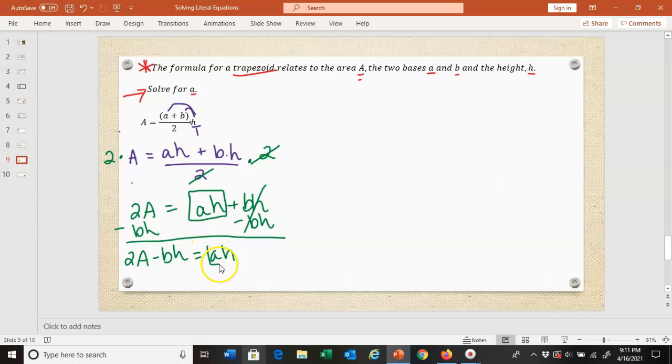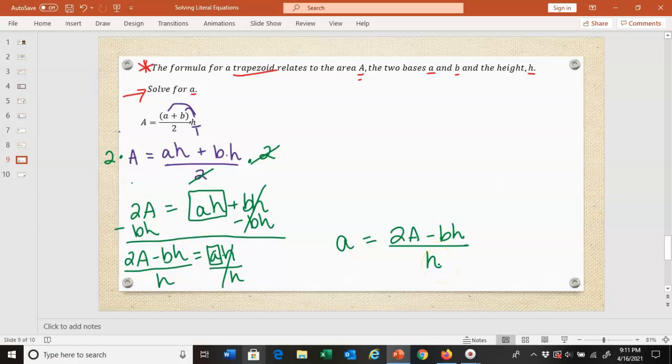Now our very last step to get little a by itself. This is a times h, so the opposite of times is divide. Just do it to everything. And you're done. We can rewrite it if you want with A on the left. That's just kind of how you see it, right?